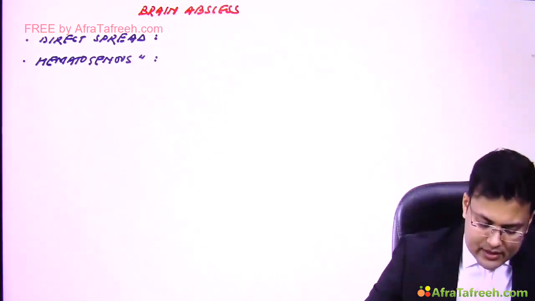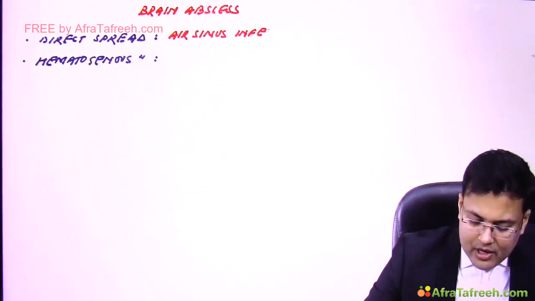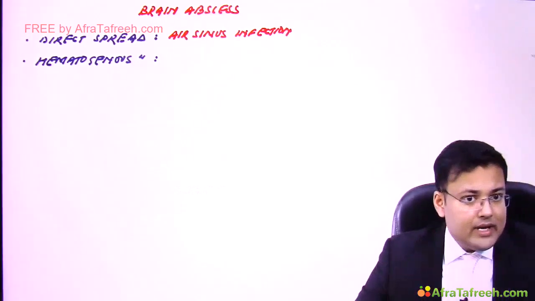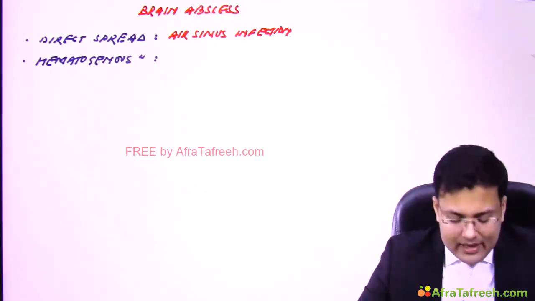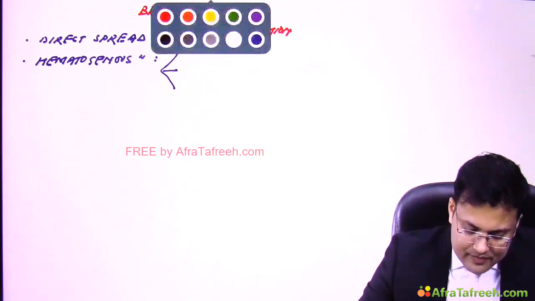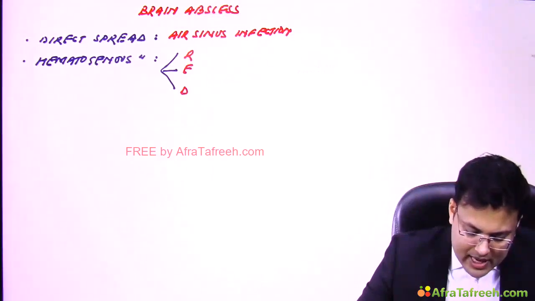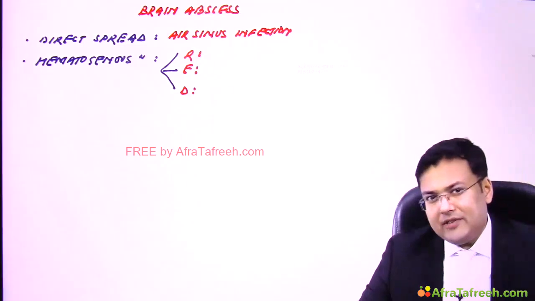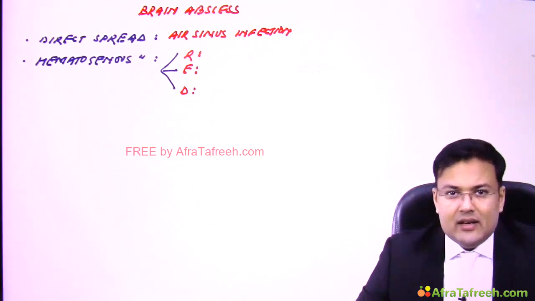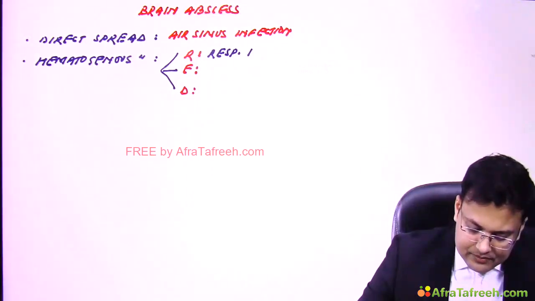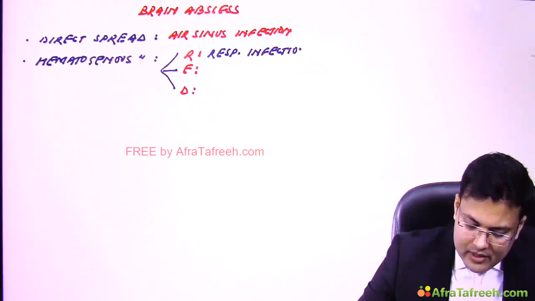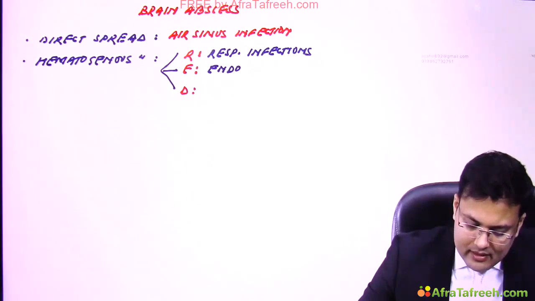Direct spread occurs during surgery, especially from air sinus infection. From air sinus infection there is direct spread to the brain. And hematogenous spread means via blood vessels. What's the color of blood? Red. So the mnemonic is also RED. Very easy to remember. R means patients who have respiratory infection, E, endocarditis, D, dental infections. So respiratory infections, endocarditis, and dental infections. Clear?